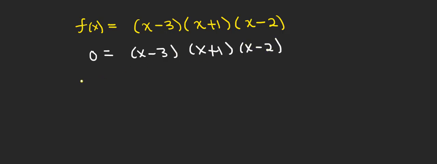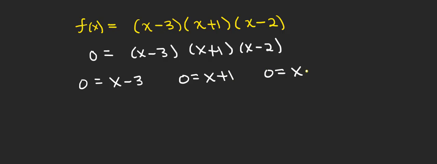And you have to set each factor equal to 0. And let's solve for x. What do you get? You get x equals 3, x equals negative 1, and x equals 2. Now notice this was x minus 2, so the x-intercept is actually positive 2. What about here? When it's x plus 1, the x-intercept is actually at negative 1. And when you have x minus 3, the x-intercept is actually at 3.